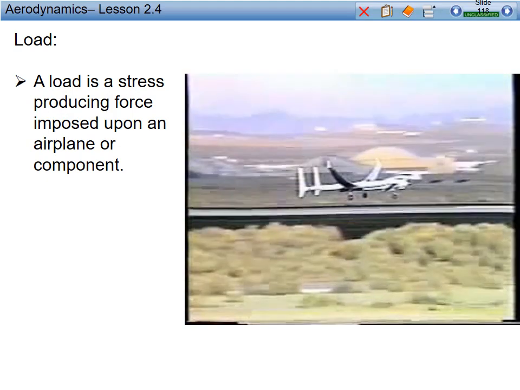Built to withstand the load of lift, as those wings flex to support the weight of the aircraft.